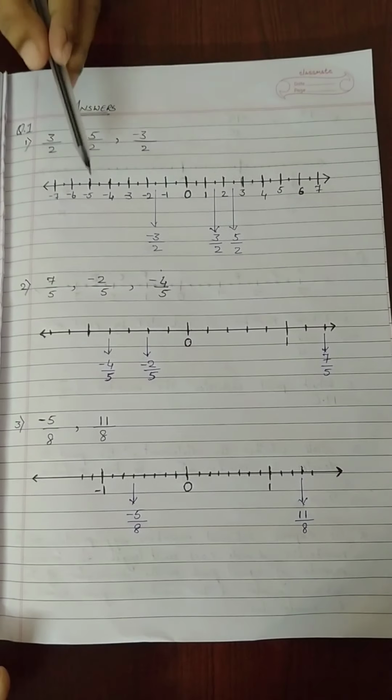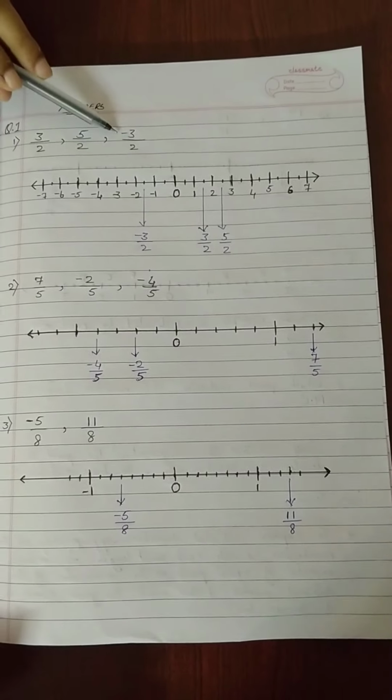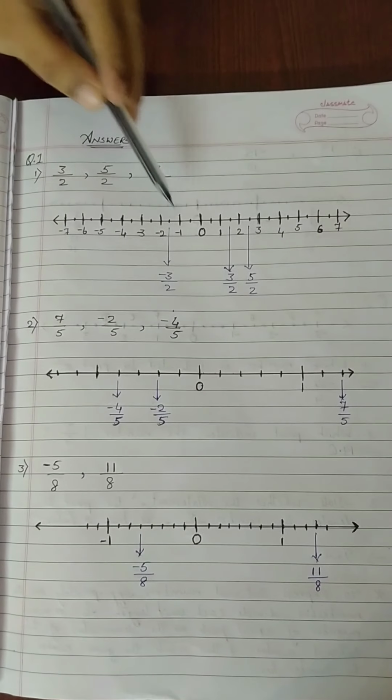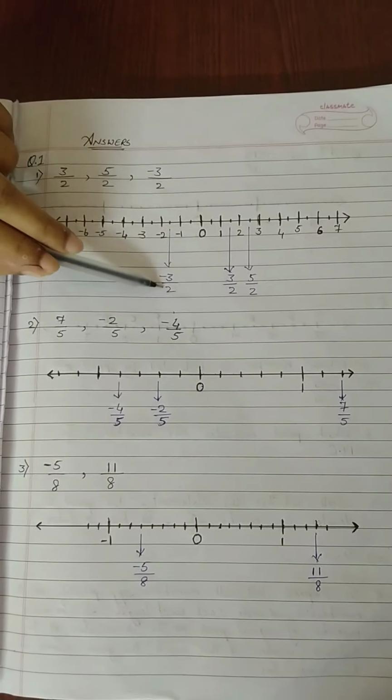And when we come to the negative side, the third is minus 3 upon 2. So after 0, to the negative side is minus 1 by 2, minus 2 by 2, so that is minus 1. And after that it is minus 3 by 2. The small line is minus 3 by 2. So you are clear with the first sub question. Now we will move to the second one.